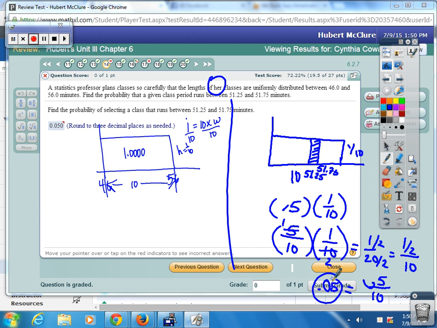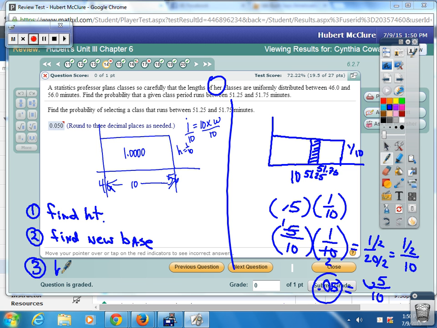So, what do you do first? One, you find your height. And then once you find your height, what do you find? Your new base. And then once you have your new base, you multiply your height times your new base. And that gives you your area.